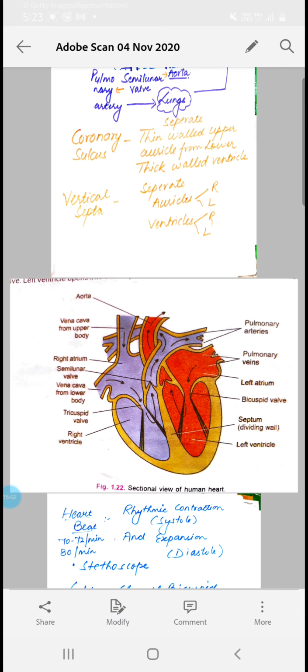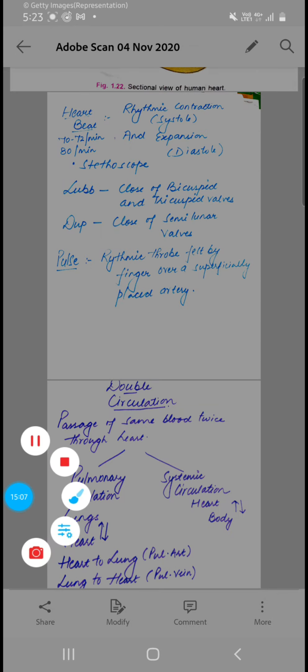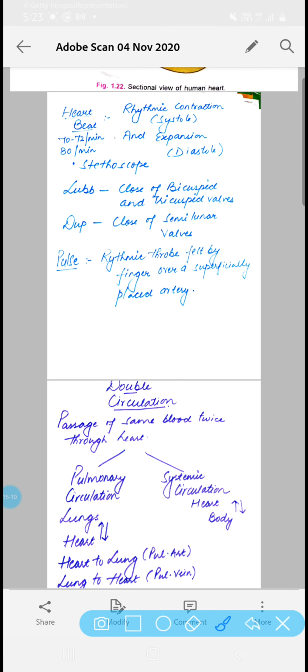Now next comes the definition of heartbeat as well as the pulse. There is a difference between heartbeat and pulse. Now what is heartbeat? Heartbeat is the rhythmic contraction and expansion of the heart. As our heart is a pumping organ, what happens is that it contracts and expands. The contraction is called systole and the expansion of the heart is called diastole.